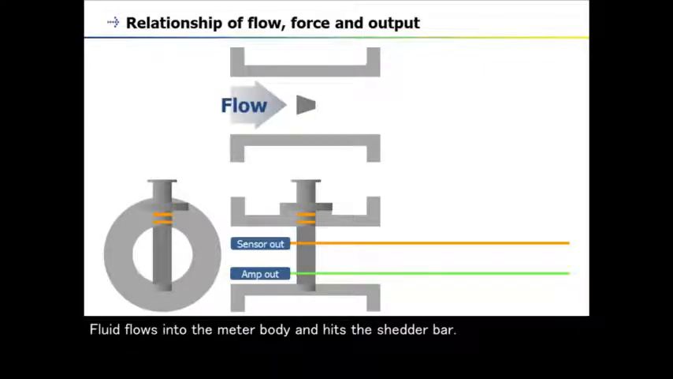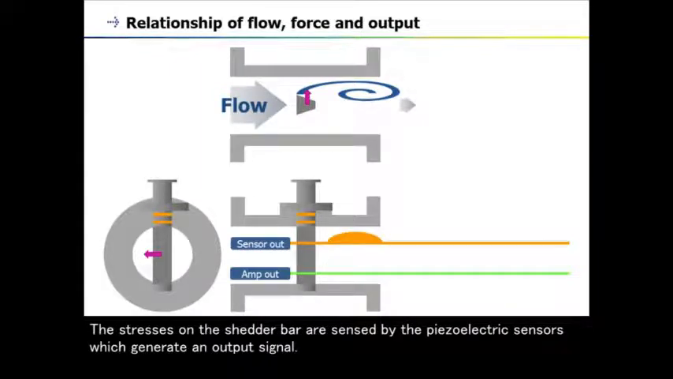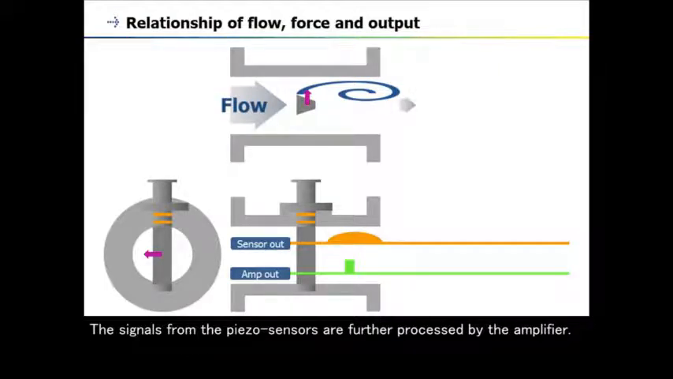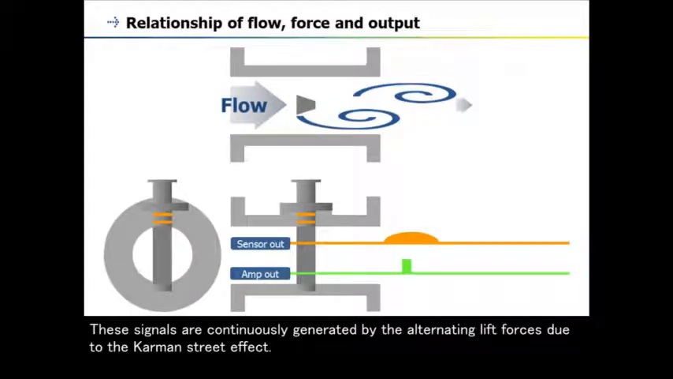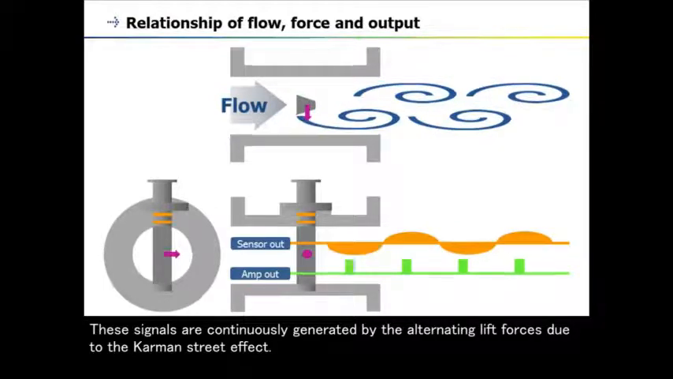Fluid flows into the meter body and hits the shedder bar. Karman vortices are generated at the edge of the shedder bar. Karman vortex generates a lift force on the shedder bar. The stresses on the shedder bar are sensed by the piezoelectric sensors, which generate an output signal. The signals from the piezo sensors are further processed by the amplifier. These signals are continuously generated by the alternating lift forces due to the Karman Street effect.